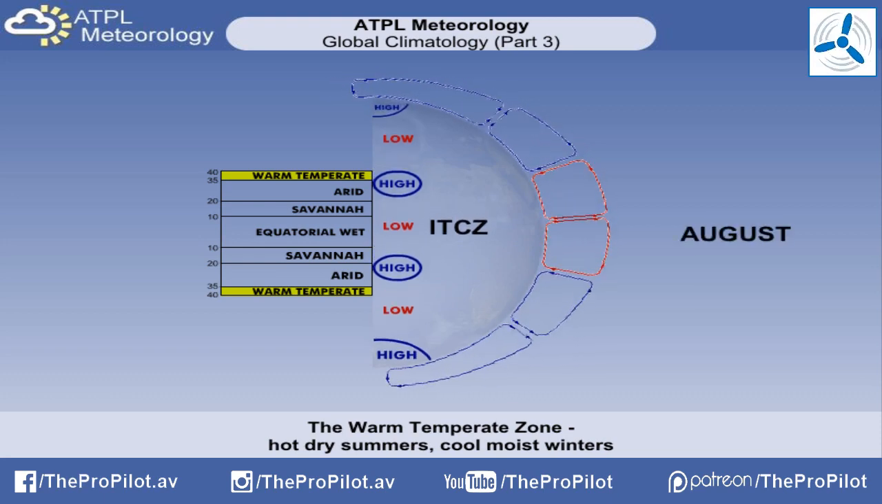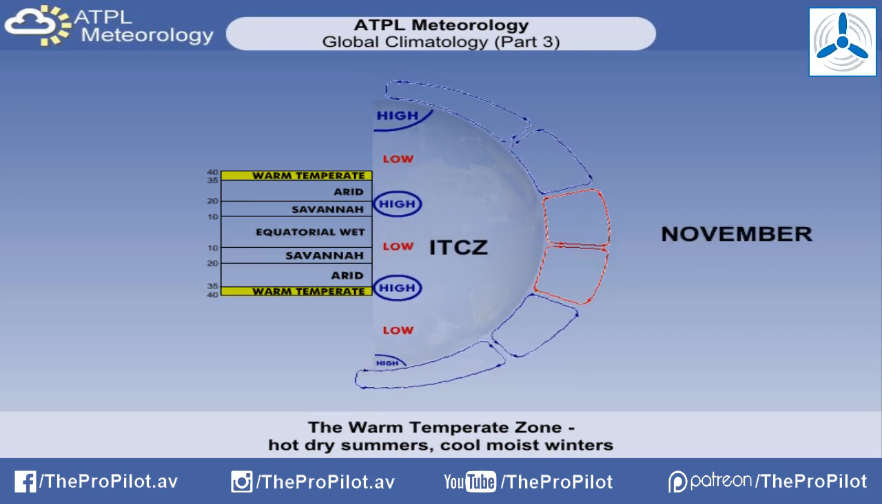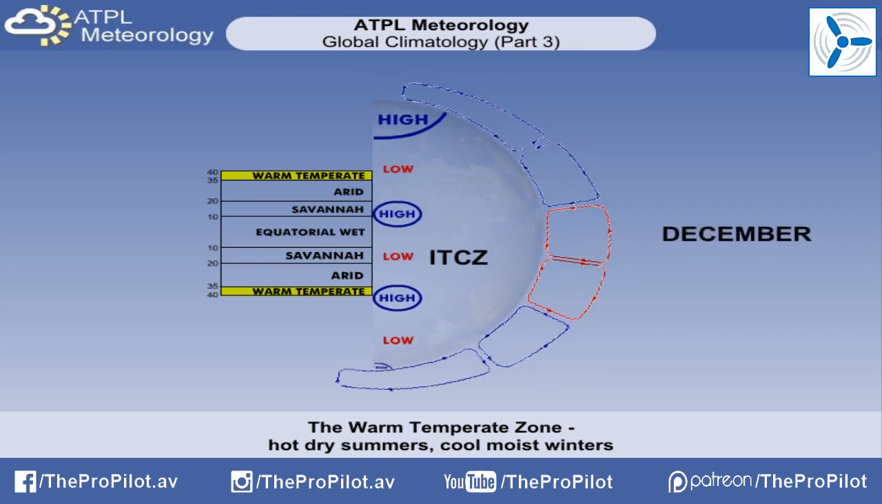However, if we continue the animation now to winter, in December and January, then the fringes of the depressions influence the weather here. In winter, therefore, this zone is characterized by cooler, more moist and unsettled weather. This is typical of the Mediterranean and areas of California.